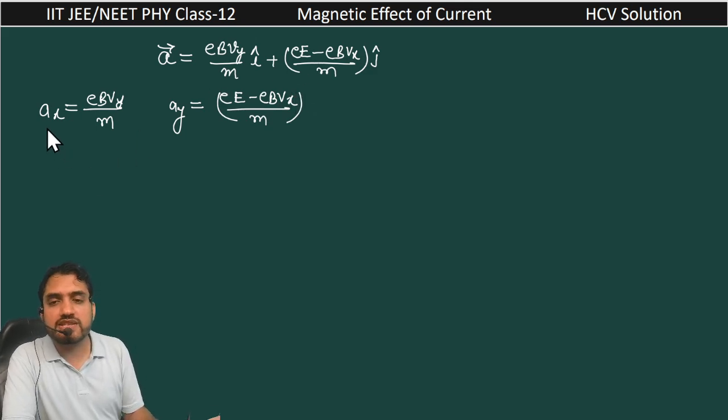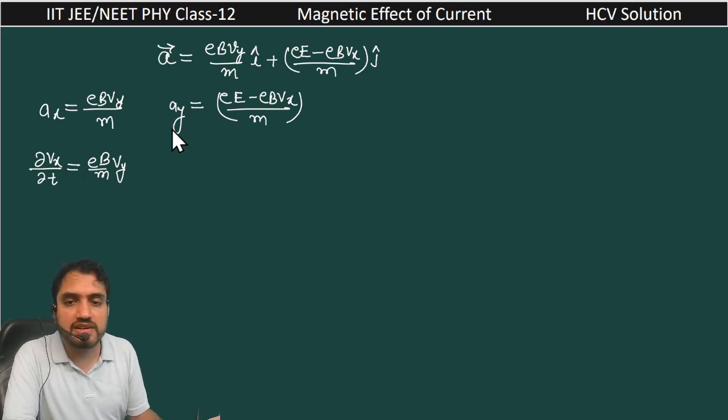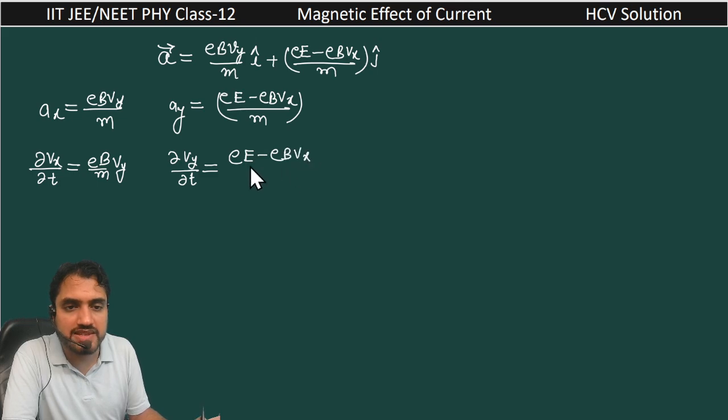Okay. Now this x component of acceleration can be written as delta Vx by delta t, which is a function of the y component of velocity. Okay. And if we are finding delta Vy by delta t, because we have to do the partial differentiation, because this velocity is a function of time and position both, that's why we are using the partial differentiation, it is equal to E into capital E minus E into B into Vx divided by M.